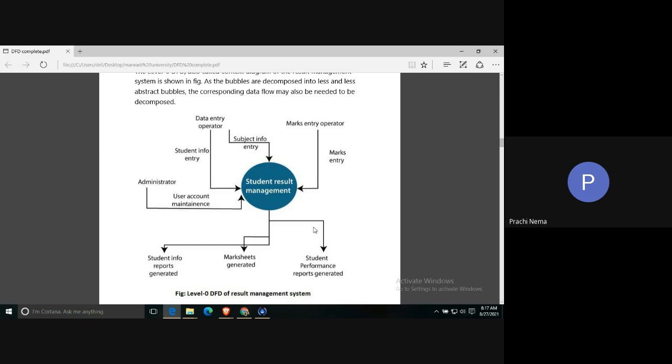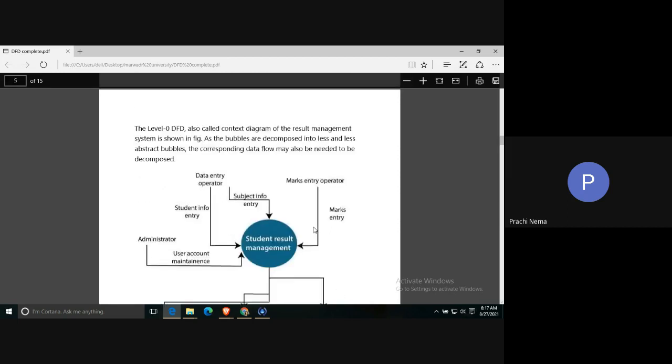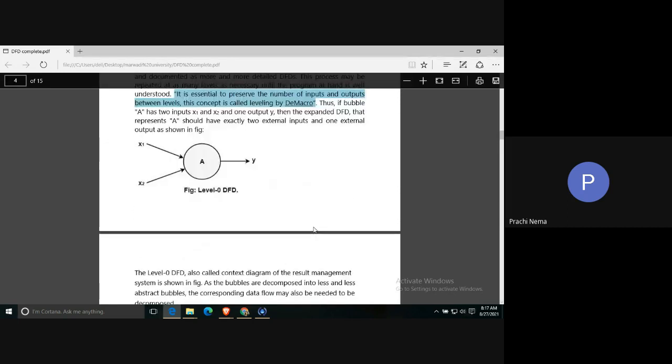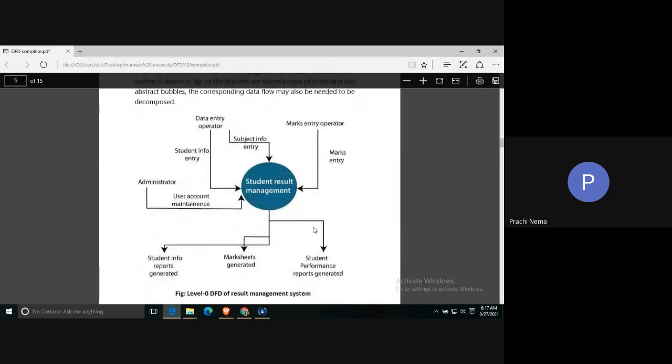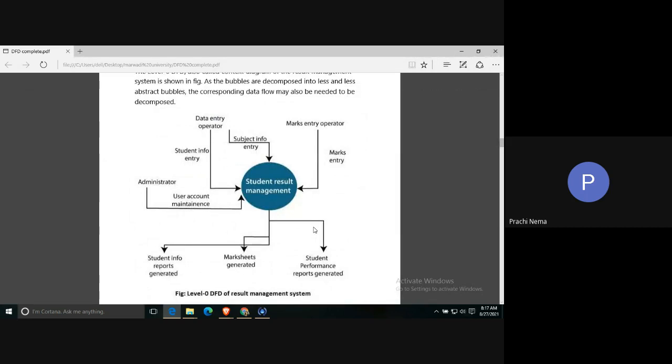First rule is that level 0 DFD can have one and only one process. Keep this in mind, it is not written anywhere. I'm telling you that level 0 DFD can have one and only one process. That is the mandatory part. You cannot have less than one or more than one. So only one process. And second point is that level 0 DFD cannot have any data repository.